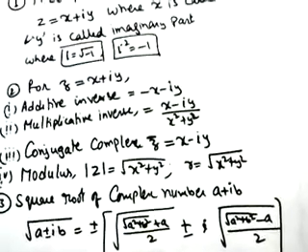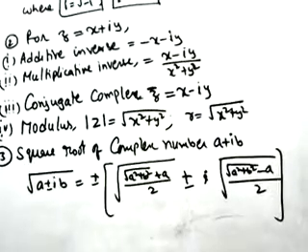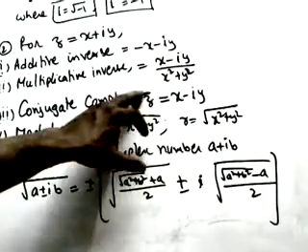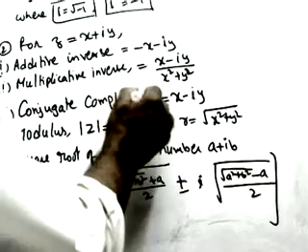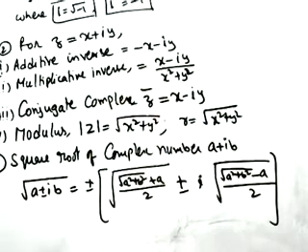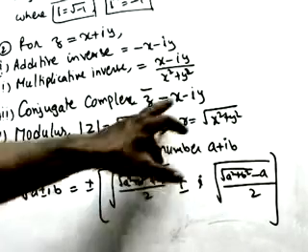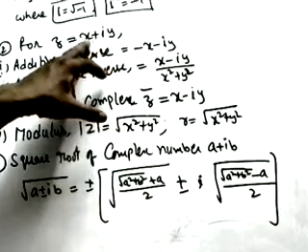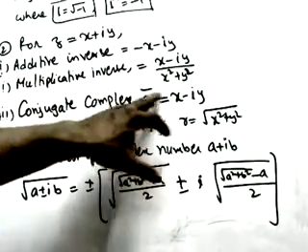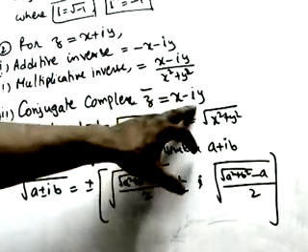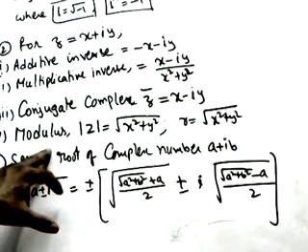Now the conjugate complex. This is also used many times. The conjugate complex is denoted by z bar. So x plus iy's conjugate complex is denoted by z bar, which is x minus iy.